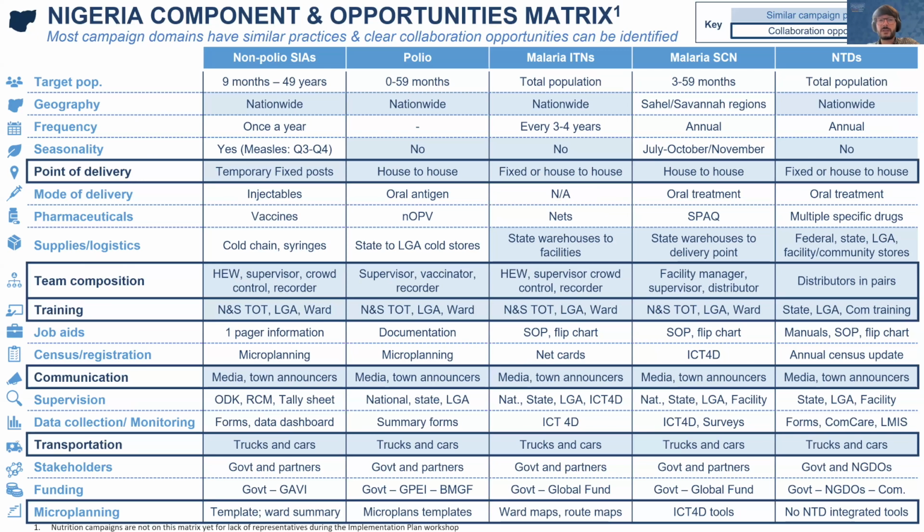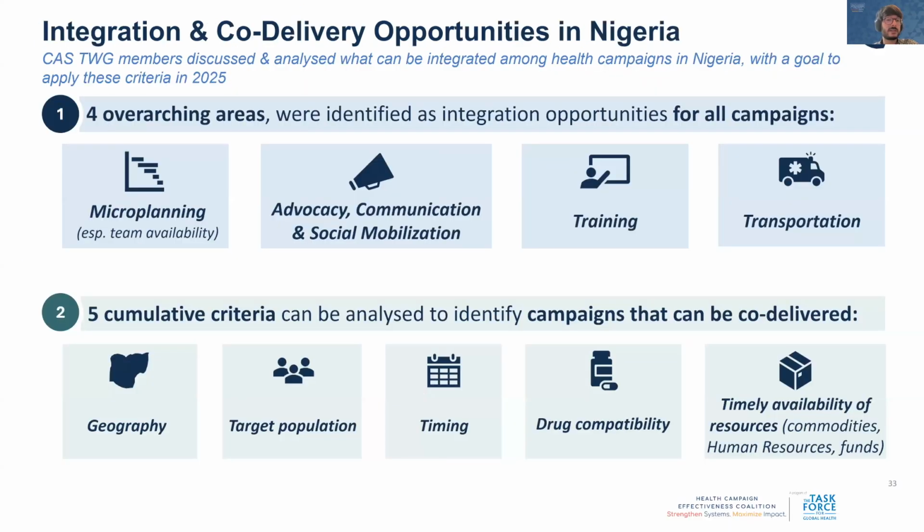So using those opportunities that were identified, discussions from the technical working group tasked with customizing and implementing CAS in Nigeria have given key insights into how campaigns might be integrated or co-delivered this year. Four overarching areas stood out where all the campaigns could potentially collaborate on or align, and that is sharing the micro planning, the advocacy, communication, and social mobilization activities, training of health workers and teams, and transportation logistics, all areas that showed to offer high potential for shared planning and implementation across campaigns.